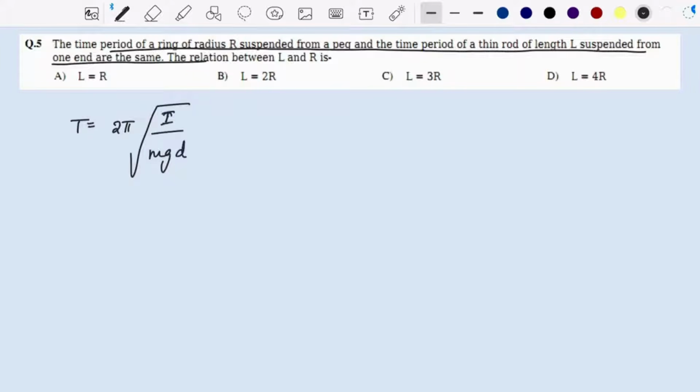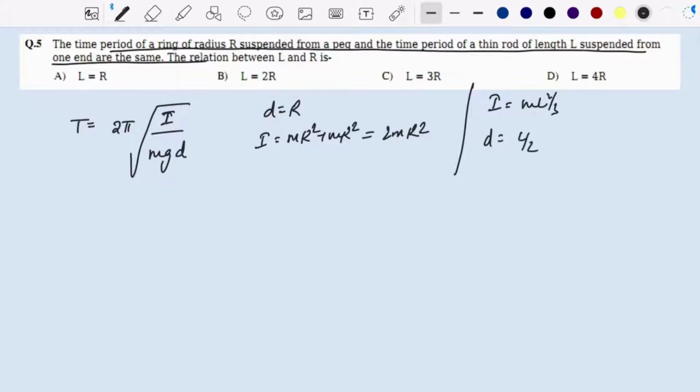So first case, it's a ring of radius r suspended at the edge. So d is going to be r and I is going to be mr square plus mr square, which gives 2mr square. For a rod, moment of inertia is going to be ml square by 3 and the distance is going to be L by 2. So just substitute both of them. 2 pi is going to get cancelled.